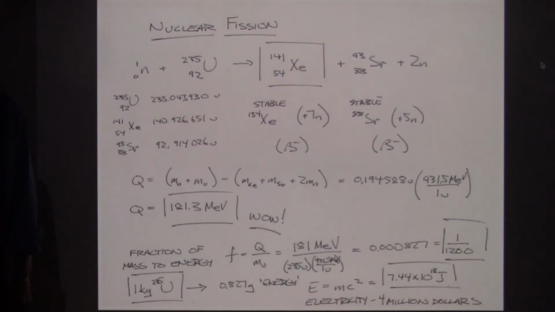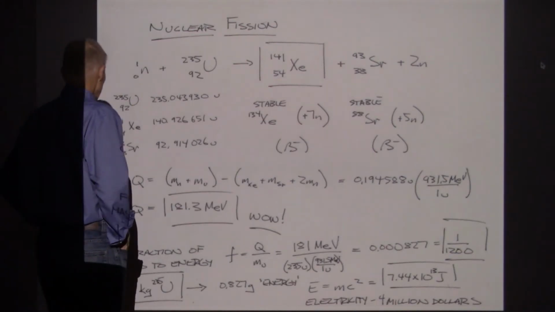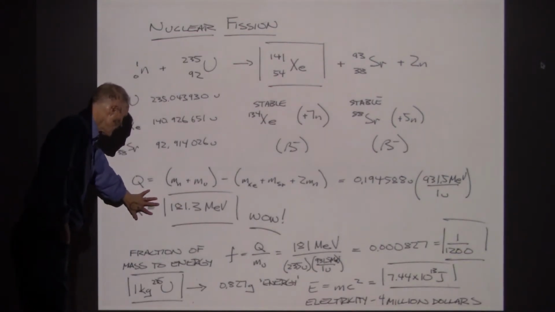Wow! When we had radioactive decay, how much energy was released? I don't know, a couple of MeV, maybe 4 or 5 in a really energetic decay. One fission is releasing 181 MeV of kinetic energy. So that's a lot of energy being released.